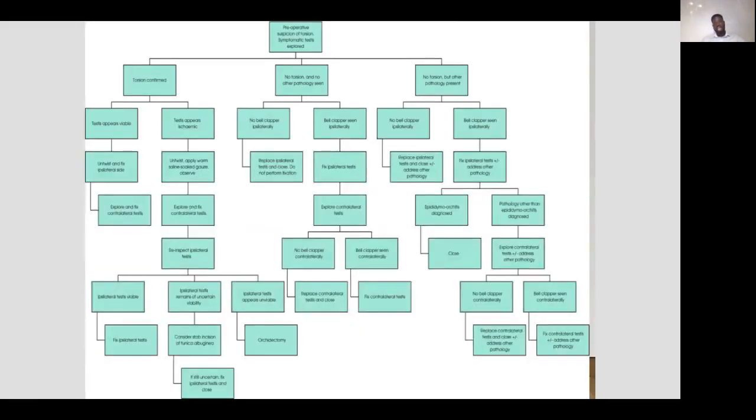So clearly, when you explore, if torsion is confirmed on one side, and the testicle appears viable, so you've opened up the patient and you can say, oh, this was twisted, you've untwisted the testicle, and the testicle appears viable. So on that side, the testicle is viable. Untwist that and fix the ipsilateral side. Because you have a confirmed torsion on one side, it is important to go over and fix the other side.